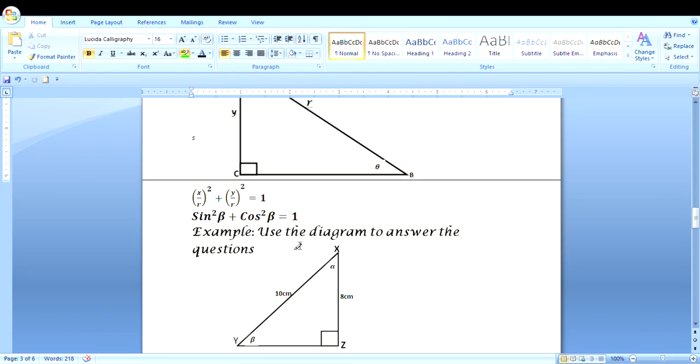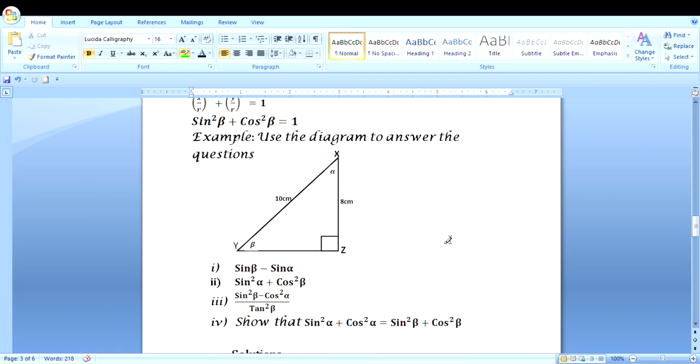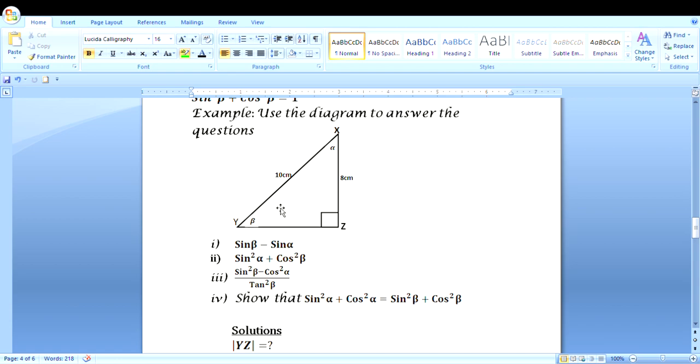Now let's take a look at this example. Now use this diagram to answer the questions. We have a right angle triangle XYZ. We have here XY, which is the hypotenuse, as 10 centimeters, and XZ, the XZ here is the opposite of the angle beta and adjacent to the angle alpha.